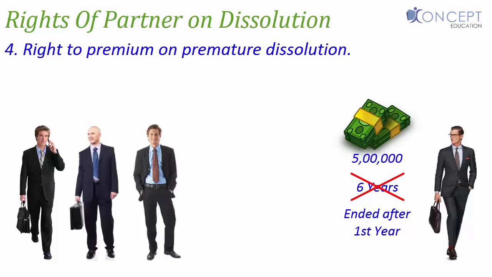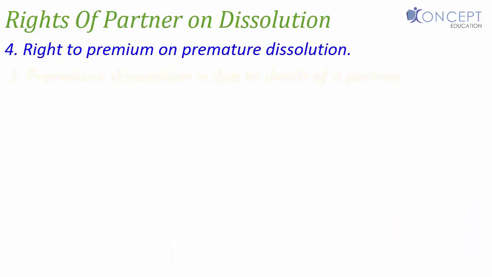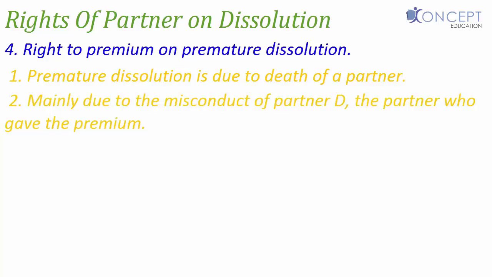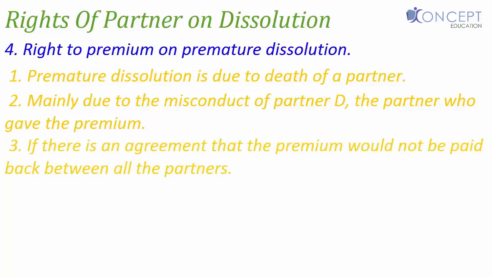But in certain special circumstances, D would not be paid, even if the firm dissolved before the committed time by the other partners. Such are cases like premature dissolution due to death of a partner. That time we don't refund the money. Or the dissolution is mainly due to the misconduct of the partner. The new partner who gave the goodwill, the partner who gave us the premium, and because of his misconduct, we are dissolving. Or if there is an agreement, remember agreement is the boss. So if there is an agreement between the partners that the premium will not be paid back.